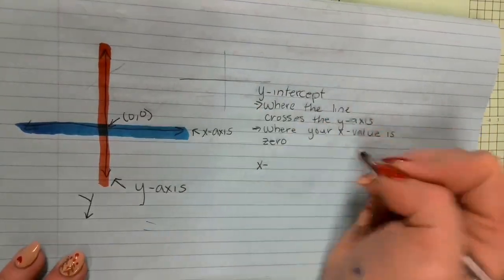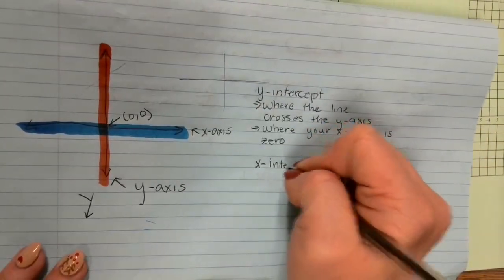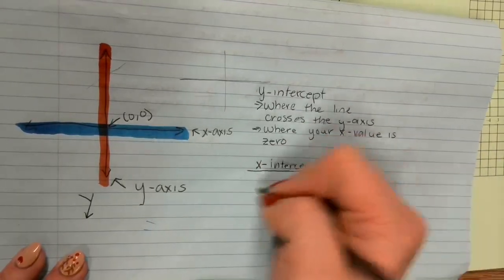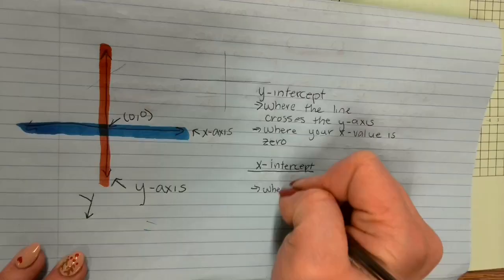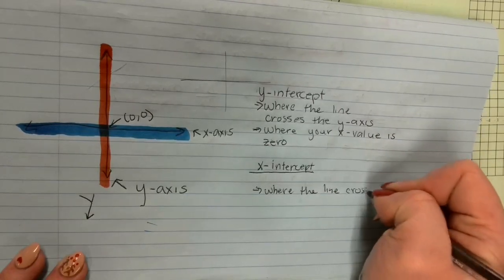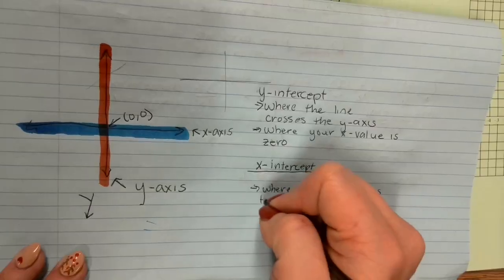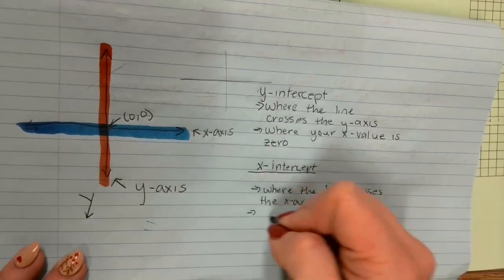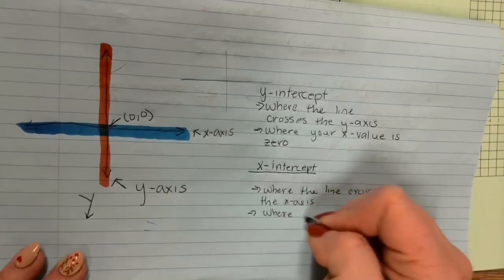Now your x-intercept is going to be the same concept. It's going to be where the line crosses the x-axis, or where your y value is 0.